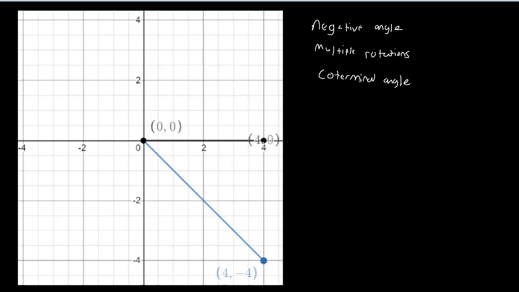So I want to start off by just giving us a description of this diagram here. This is our initial side, this black line here. This is our terminal side, this blue line here. In our traditional way of measuring an angle, we start at the initial side and go all the way around till we hit the terminal side. I'm just going to tell you that this is a measurement of 315 degrees, or in radians, that's 7 pi over 4. That's the measure of this angle.